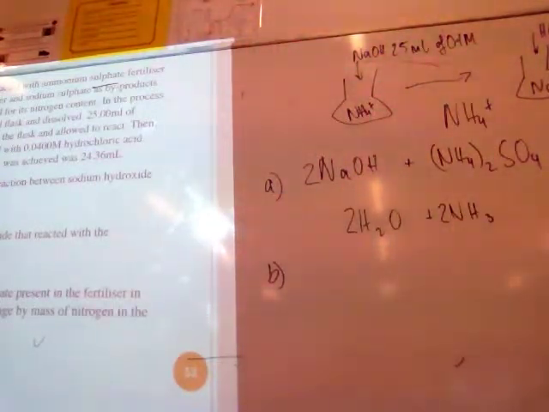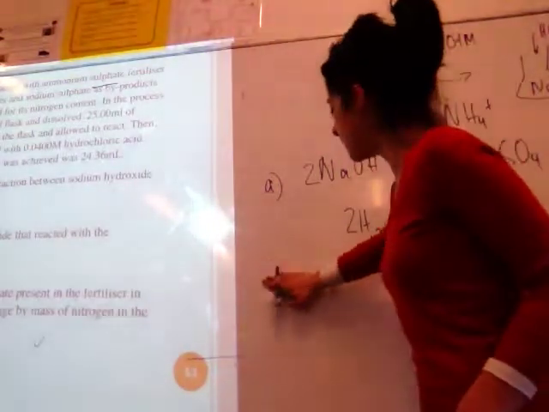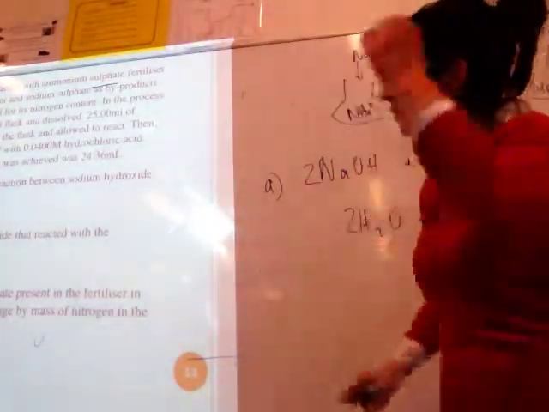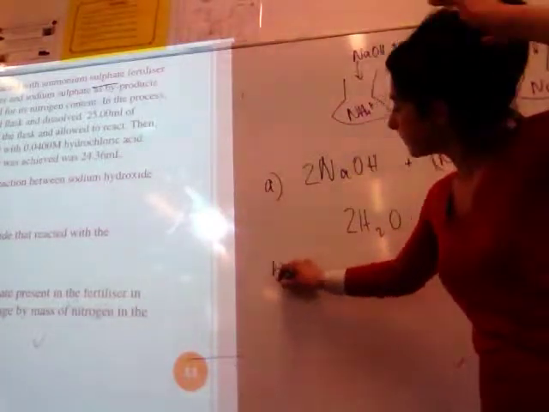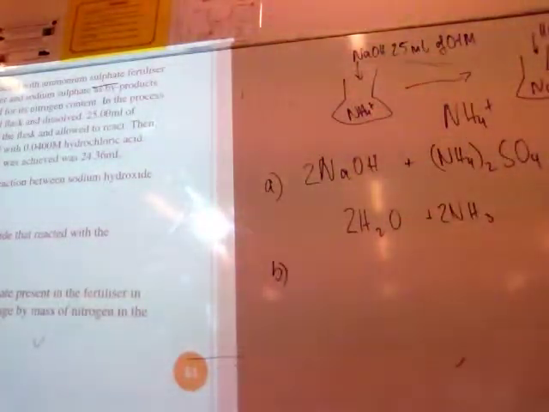Okay, so what's the steps? Let's just go into calculating the percentage by mass of nitrogen in the fertilizer. So how can we calculate the amount of sodium hydroxide that reacted? By looking at how much is left, how much is initially. And how can I work out how much is left? How can I work out how much is in excess?